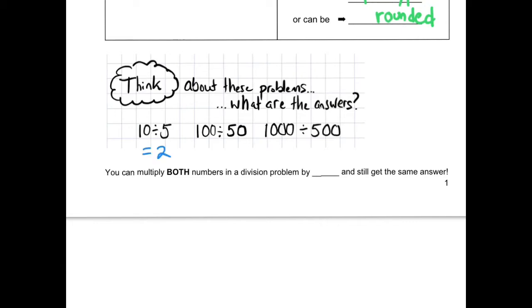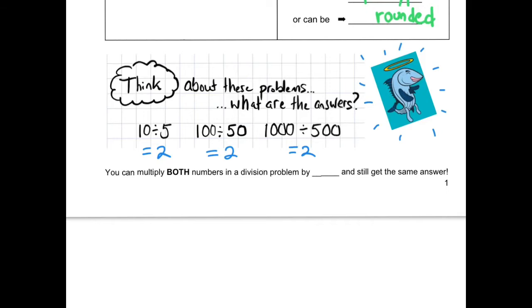What happens if we multiply 10 and 5 both by 10, giving us the new problem 100 divided by 50? How many times does 50 go into 100? 2 times. Okay, what happens if we multiply both of those by 10 again? That would give us the problem 1,000 divided by 500. How many times does 500 go into 1,000? Holy mackerel, it's 2 again.